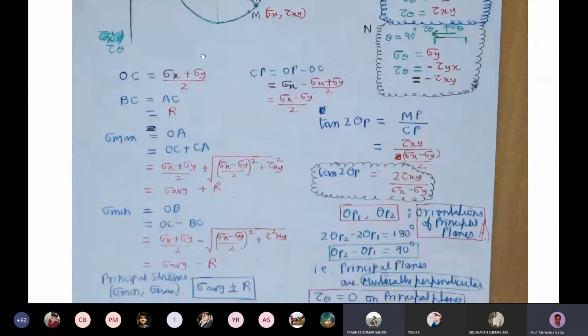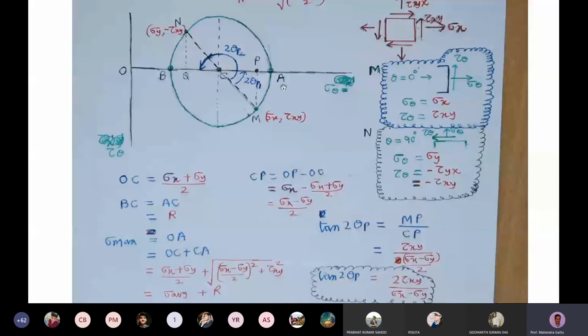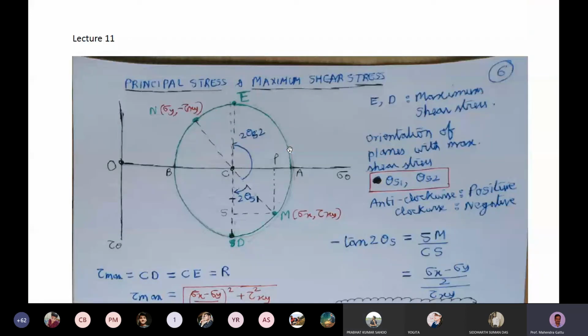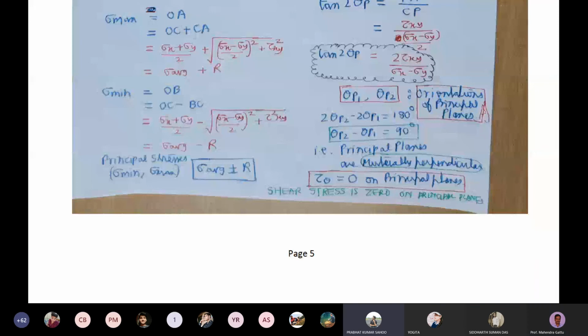We'll discuss this point again in detail. One thing to remember is that this circle will intersect the sigma theta axis at 2 points, and we have one maximum value and one minimum value. The maximum value is given as sigma average plus radius, and the minimum value is given as sigma average minus radius. These two values are called the principal stresses, sigma theta 1 and sigma theta 2. That is what we have.